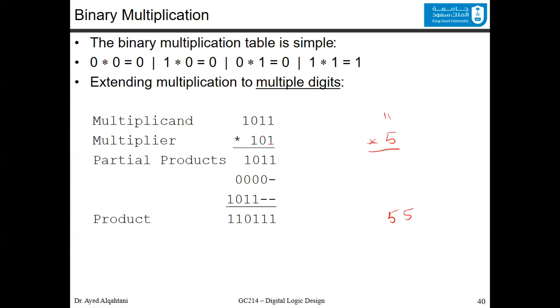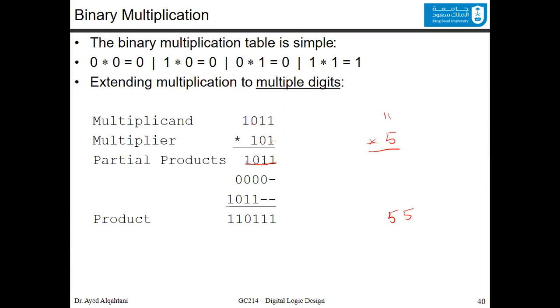To do this, you will multiply 1 by 1 is 1, 1 by 1 is 1, 1 by 0 is 0, 1 by 1 is 1. Or simply, if you multiply any multiplicand by 1, then you copy the multiplicand in the partial product. And then you do the shift, similar to what we studied long time ago in the multiplication.